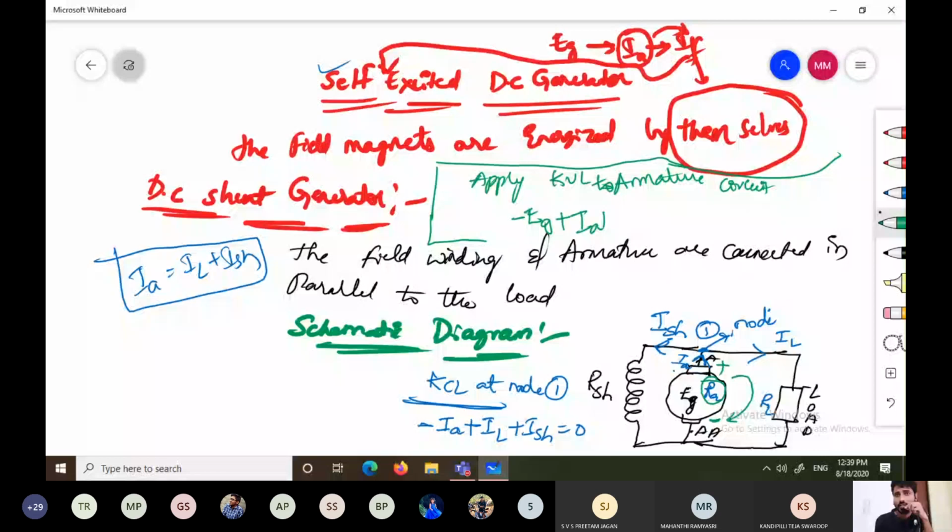So minus EG plus IA RA, and there will be a voltage V across the load terminals. That is called the load voltage. So if you are moving in the direction, the loop voltage, which is nothing but VL, is equal to 0. So we get EG is equal to V plus IA RA. The same equation as we obtained for separately excited DC generators.